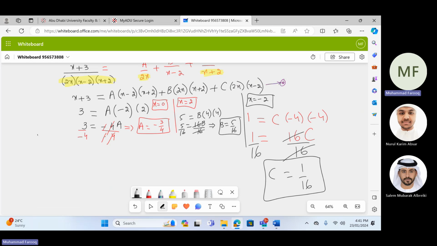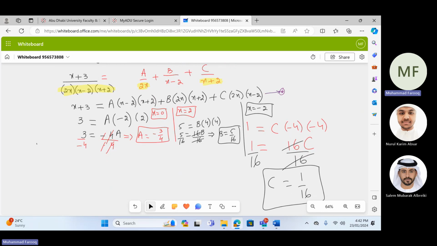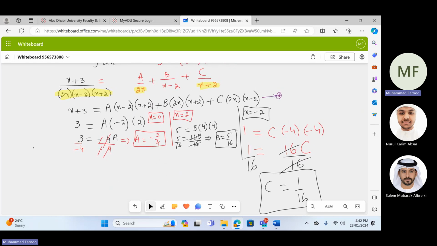So you get A, B, C. Put back A, B, C again. Put here A value. Put here B value. Put here C value. And then integrate. Can I write A, B, C right now here? My A how much? Minus 3 by 4. B how much? 5 by 16. And C how much, please? 1 over 16.